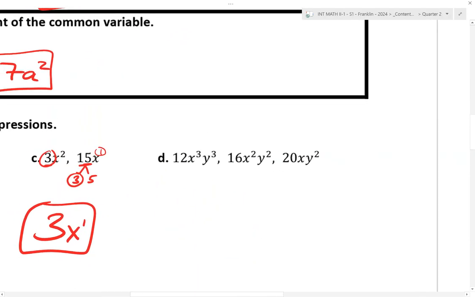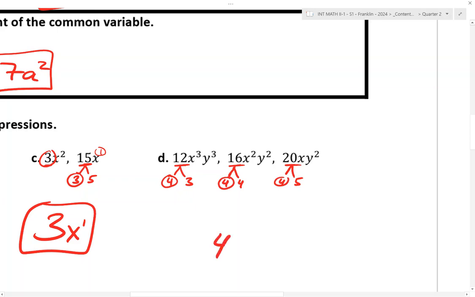Example D, coefficients first. We have 12, 16, and 20. Now I can think of a number that goes into all these. 4 goes into all these numbers. So if I divide them all by 4, just to check and make sure, that one's 3, this one's 4, this one's 5. So I can break down 4 more into 2 and 2, but 3 and 5 are both prime. So this 4 they all have in common. That's my GCF.